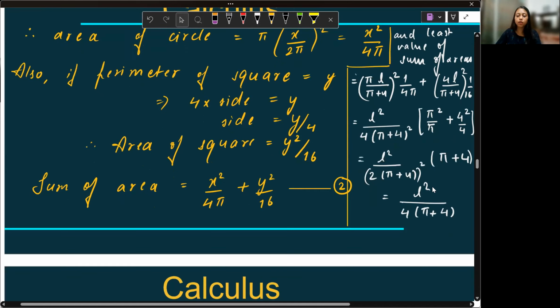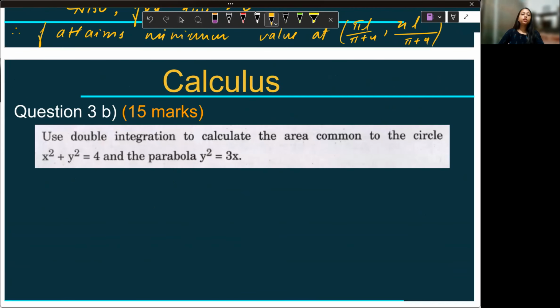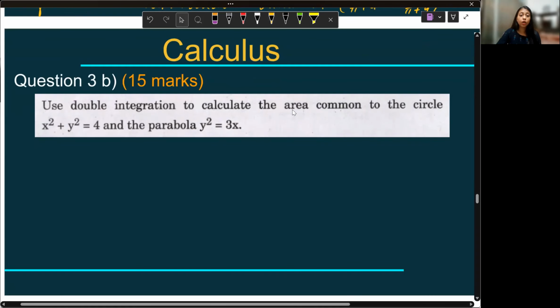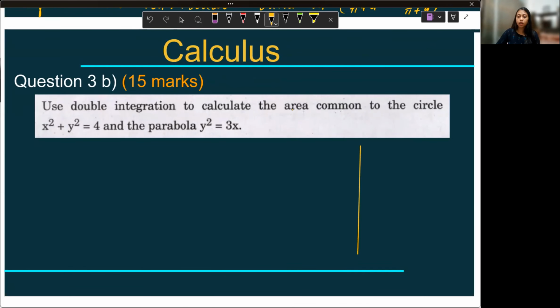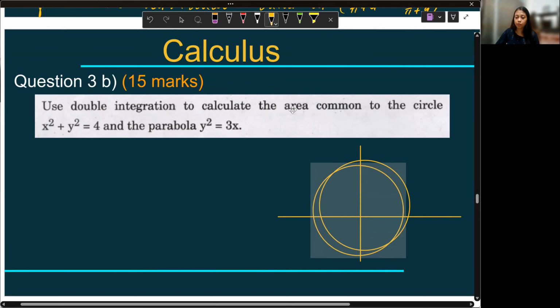Moving ahead. Next question. Third B, 15 marks again, double integration to calculate the area which is common to the circle x square plus y square equals 4 and the parabola y square is equals to 3x. For these kinds of questions, you must know the basic knowledge of the basic functions, right? For example, circle, parabola, you must know how to draw their graphs. So let us draw the circle, and we have a parabola.